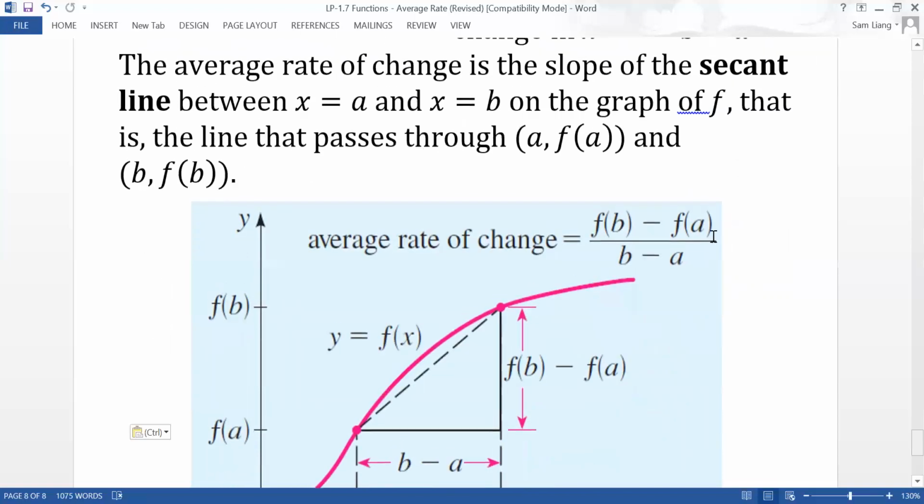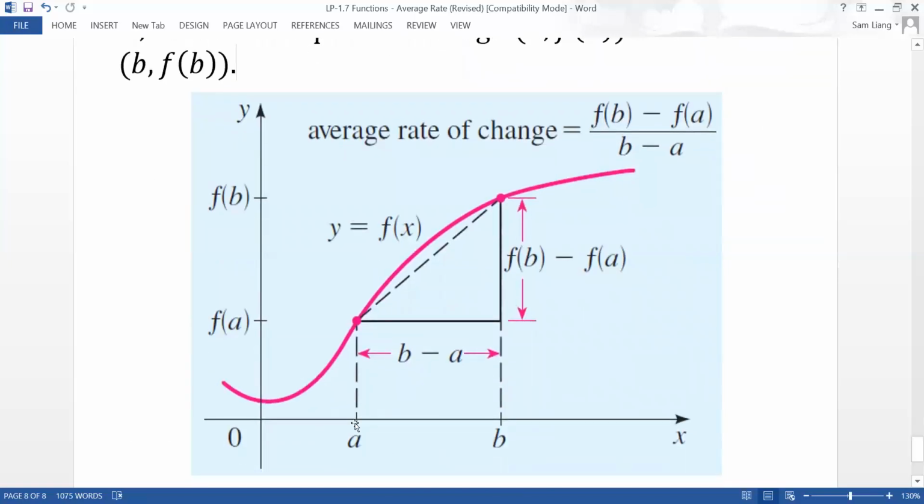So the secant line, at least in the context of this diagram, is the dotted line here. It's the line that connects (a, f of a), which is this point right here, and (b, f of b), which is that point right there. And the secant line is this. We're just finding the slope of that secant line.